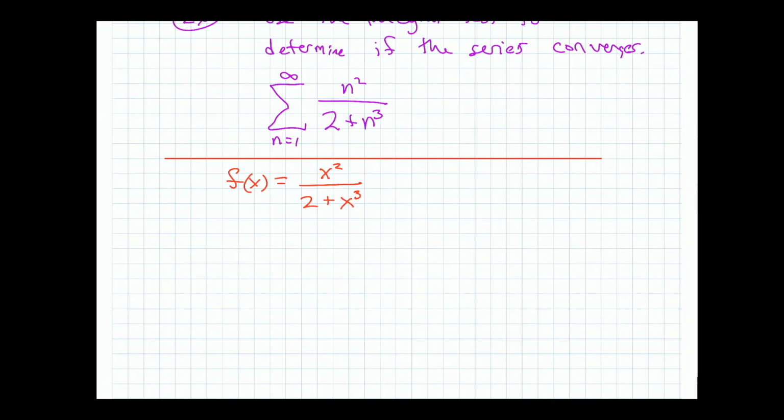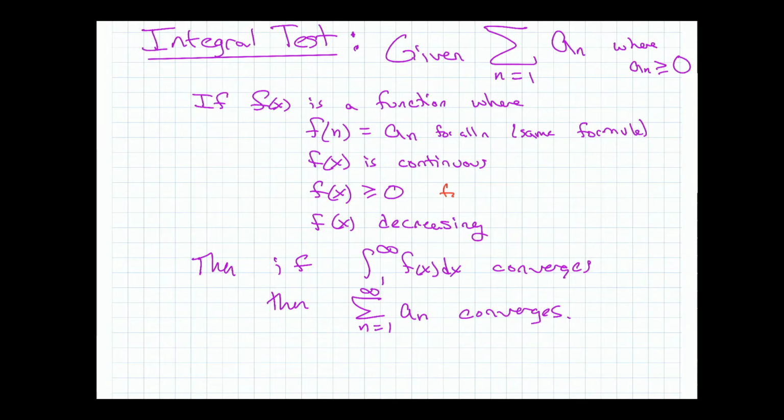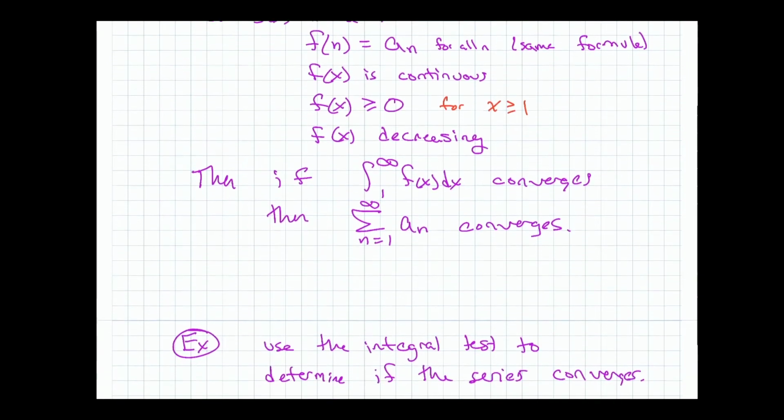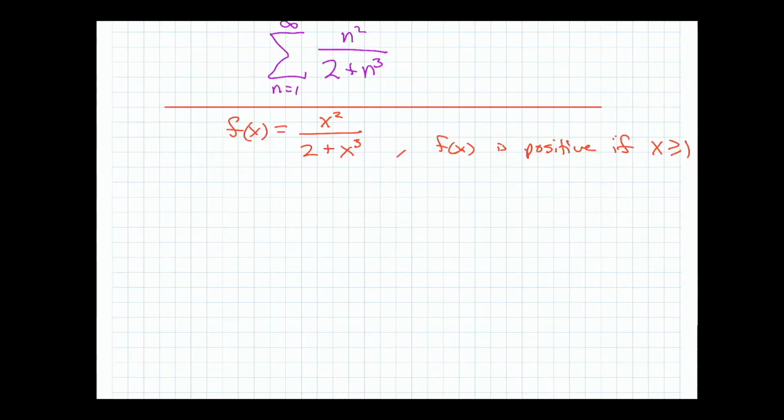We can just see f of x is going to be positive as long as x is positive, if x is greater than or equal to 1. Remember, I said up here that the function should be positive, but this is going to be for x greater than 1, right? Because that's where the series starts. Technically, you don't even need that, but this is how we usually write it. So f of x is positive. Sure, it's positive. Is it decreasing?